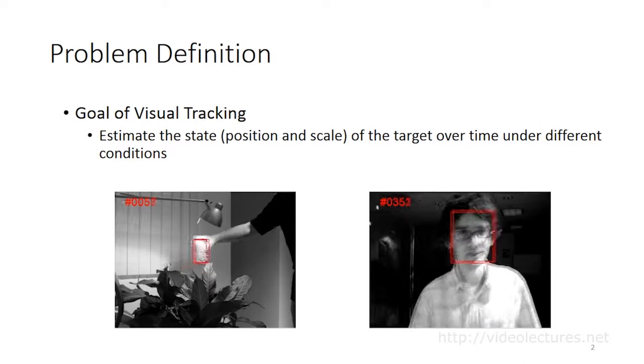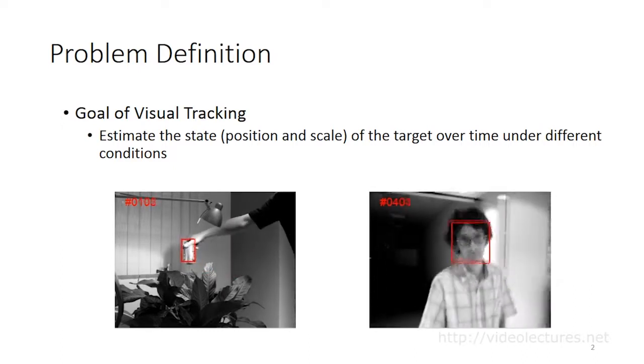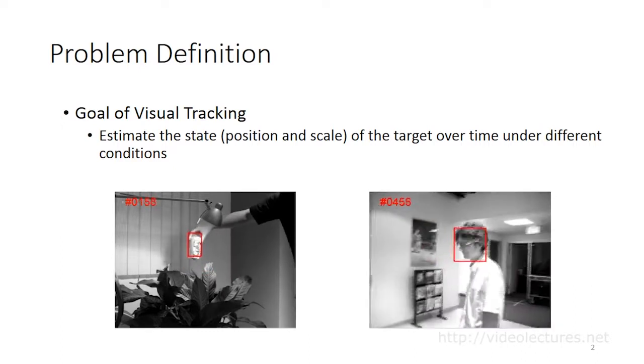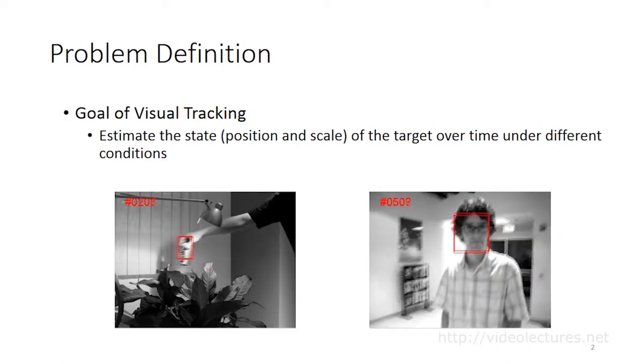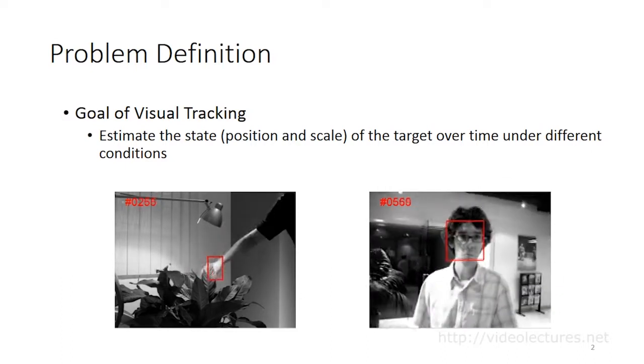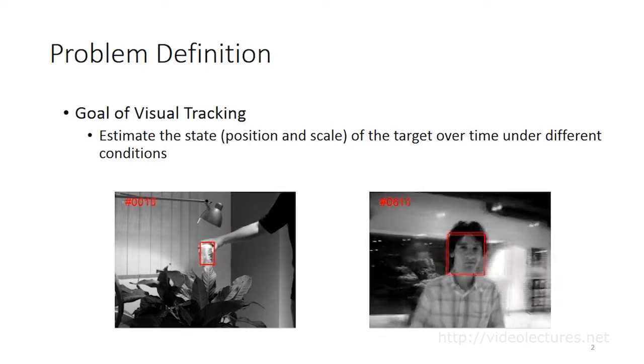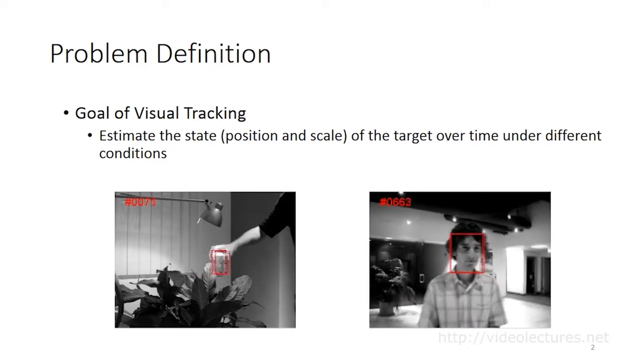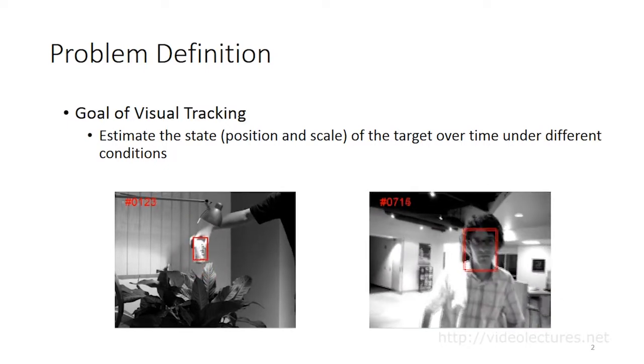So we'll start by introducing what a visual object tracker is. It is basically the process of estimating the state of a bounding box that covers an object of interest in consecutive frames under a variety of challenges like occlusion, fast motion, motion blur, and so on.